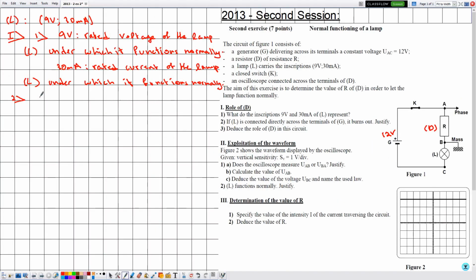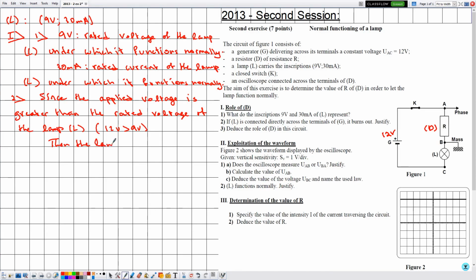Then let's say since the applied voltage is greater than the rated voltage of the lamp L, and this is because 12 volts is greater than 9 volts, then the lamp L burns out.